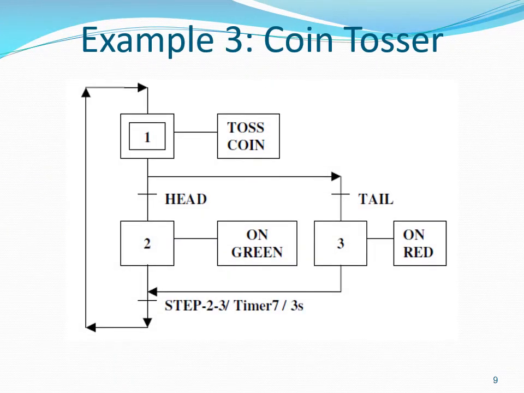Let's have a look at the coin tosser as an example. In the first step, the coin is tossed. And depending on whether the head or the tail is shown, we transition from step number 1 to either step 2 or step 3. We have actions that will occur in these two respective steps. After 3 seconds, while it's in either step 2 or in step 3, the system transitions into step number 1 to begin another cycle.